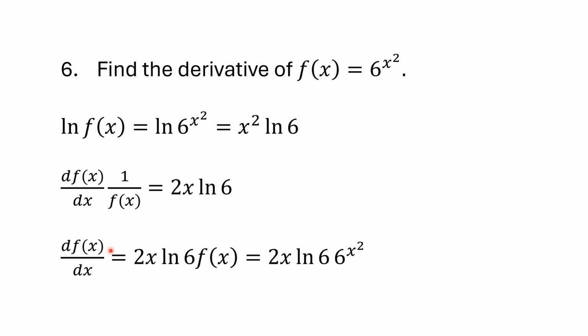So now we multiply both sides by f of x, which we do know is 6 to the x squared. And so we get the derivative, which is what we wanted, equals 2x, the log of 6, times the original function, 6 to the x squared. That's a nifty little trick, and it is very useful.